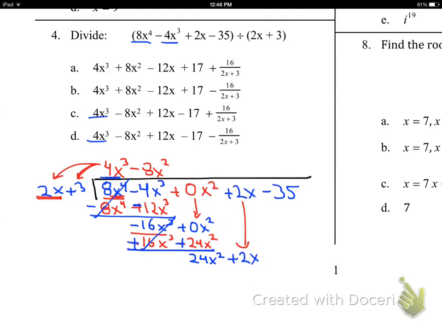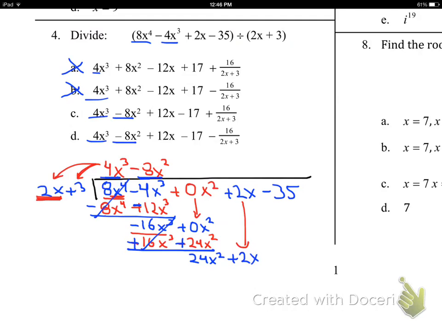Now at this point, notice that my first term is 4x to the third, and all of my answers have 4x to the third. My second one is negative 8x squared. So therefore my answer should have a negative. So A is not the answer and B is not the answer. So my next term should be a 12x. So as you go through the process, just check your answers to make sure that you are getting the correct answer. So let's continue.